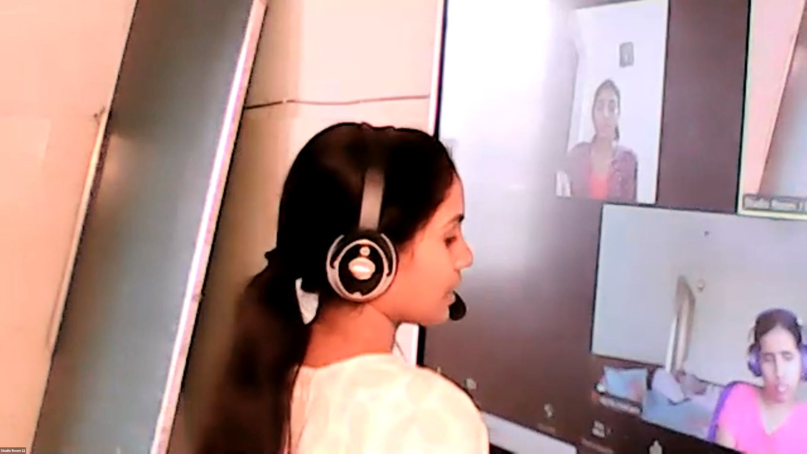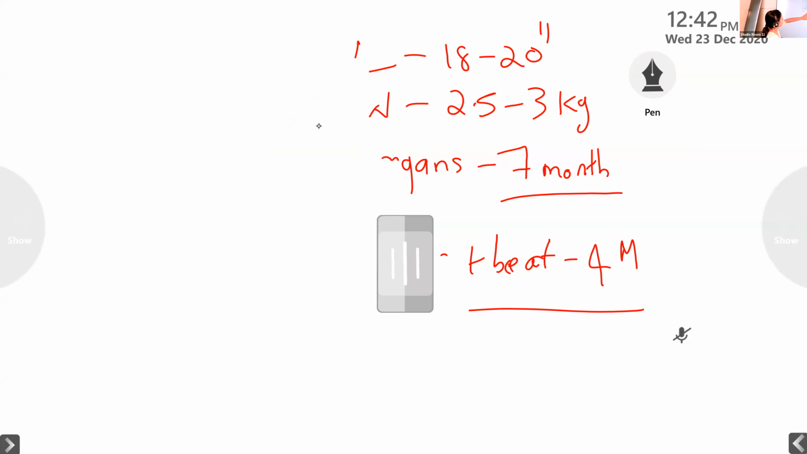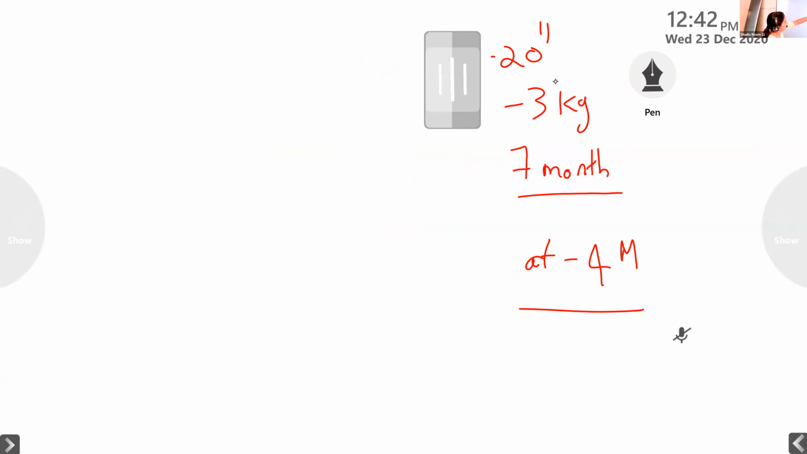Let's move on to the next stage, that is infancy. What about the infancy period? Don't look at the text. Okay, it's from infancy. 1 to 2 years. Okay. 1 to... it's not in years.